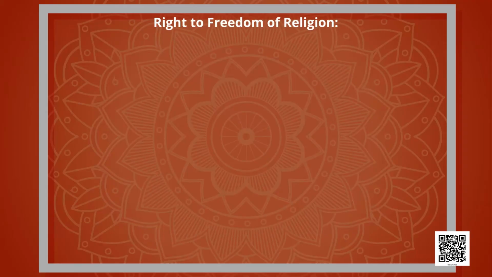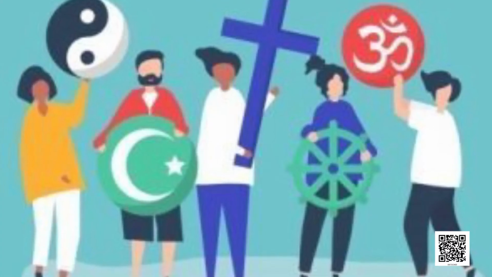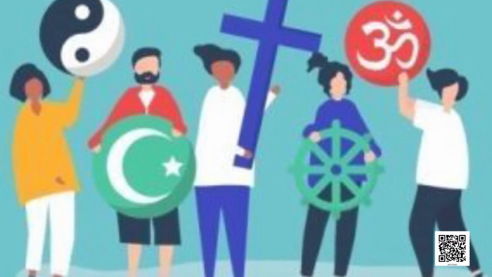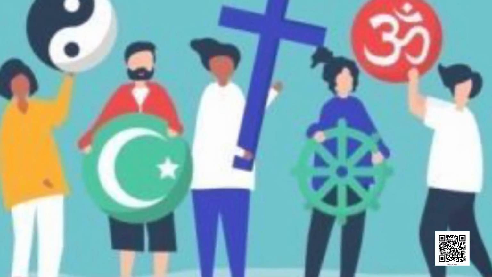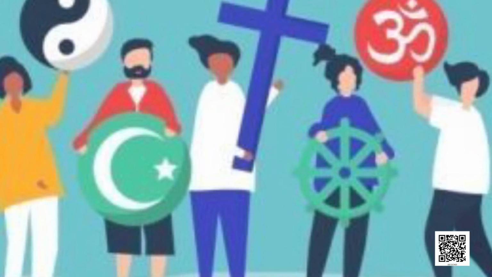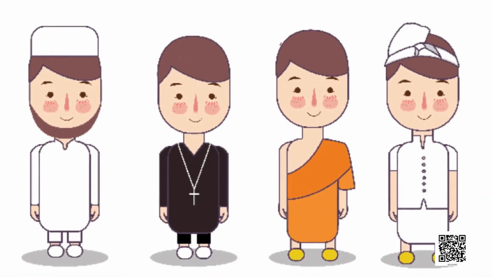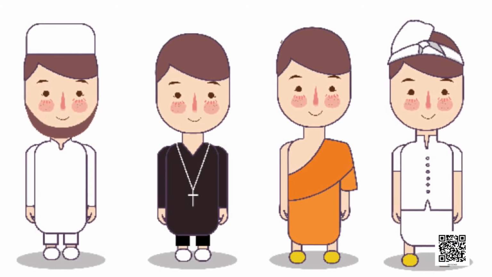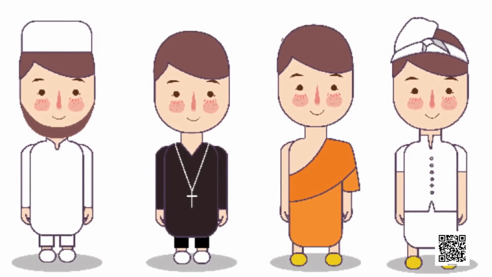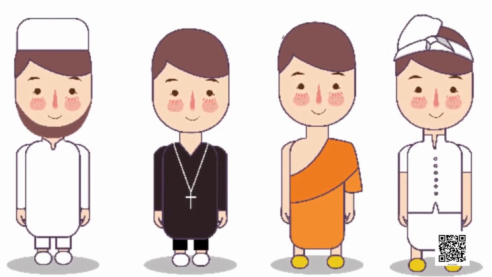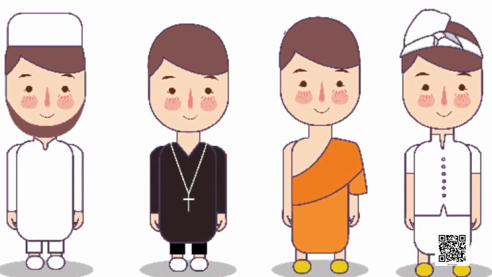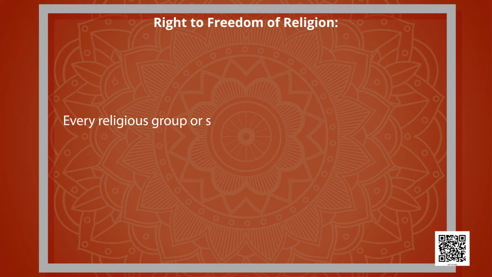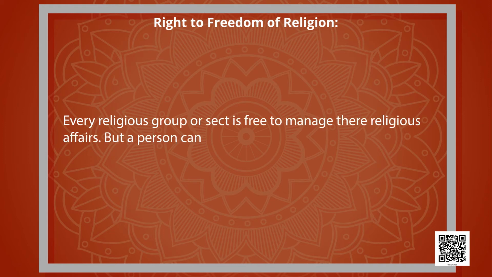Right to freedom of religion. The Constitution gives the right to freedom of religion. As per this right, a person is free to follow a religion of his or her choice. The government does not interfere in the religious matters of its citizens. Every person has the right to profess, practice, and propagate their religion. Every religious group or sect is free to manage their religious affairs.